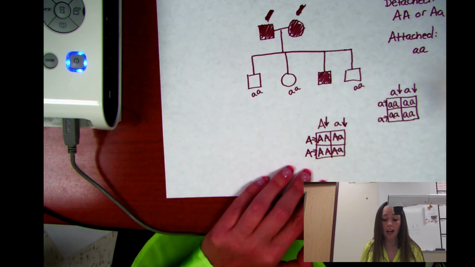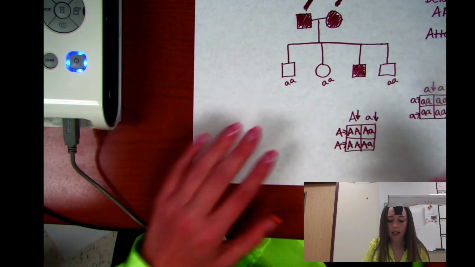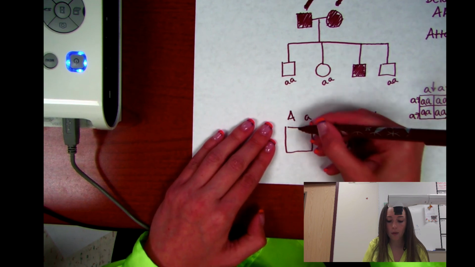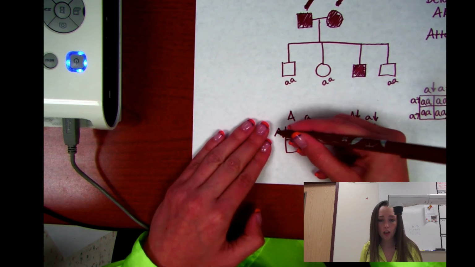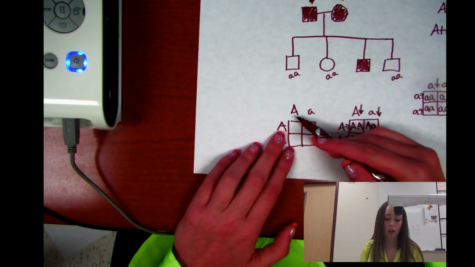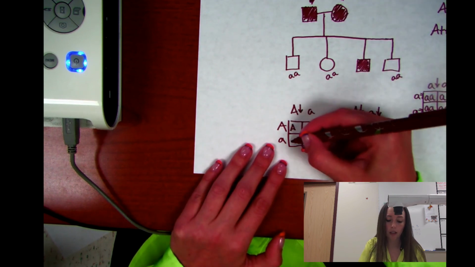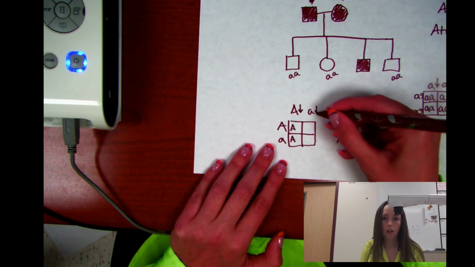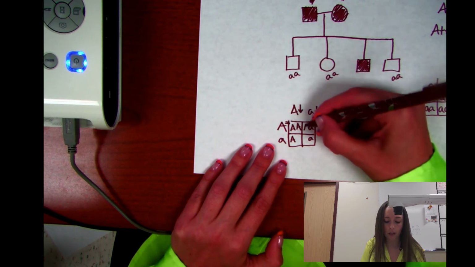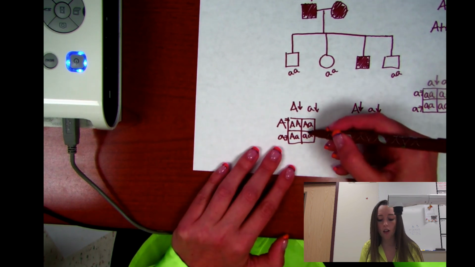But the only other possibility is, let's try big A, little a, with big A, little a. Let's try that. You know both parents have to have at least a dominant trait because shaded is dominant. Okay, so let's go ahead and try that. Big A, we're going to bring that down. We're going to bring the little a down. We're going to bring the big A over. And then we're going to bring the little a over. Now, here you go. There's a 25% chance that they'll have a kid with attached earlobes.